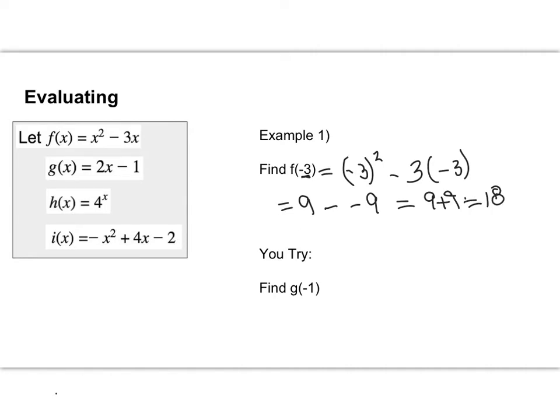Here, you try g of negative 1, stop the video, and when you're ready, start it back up.